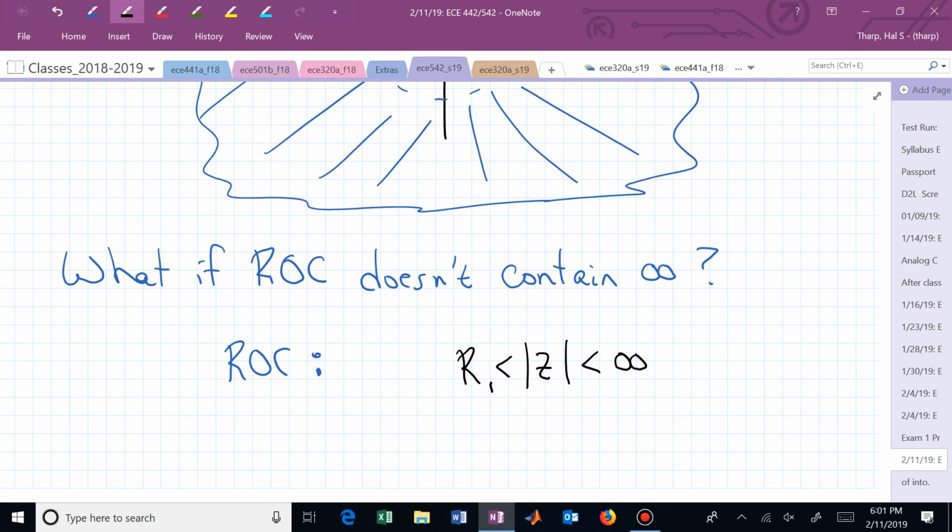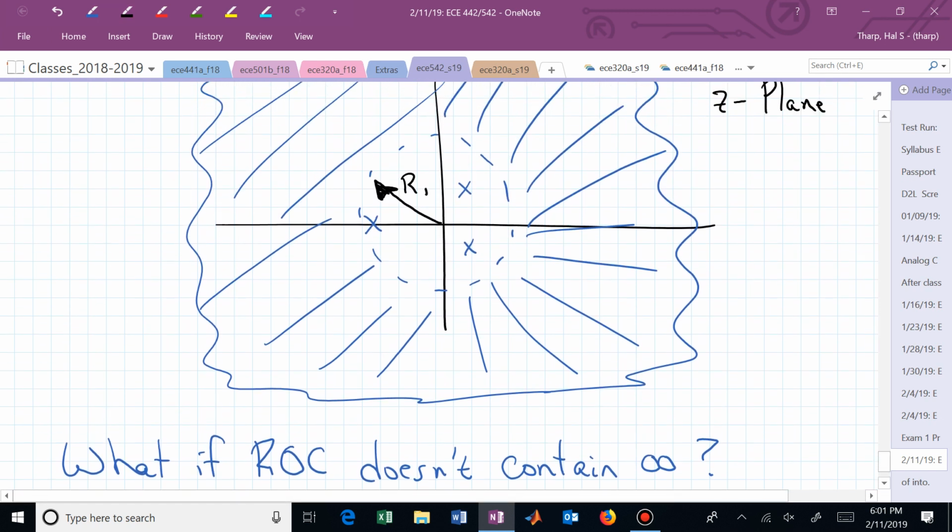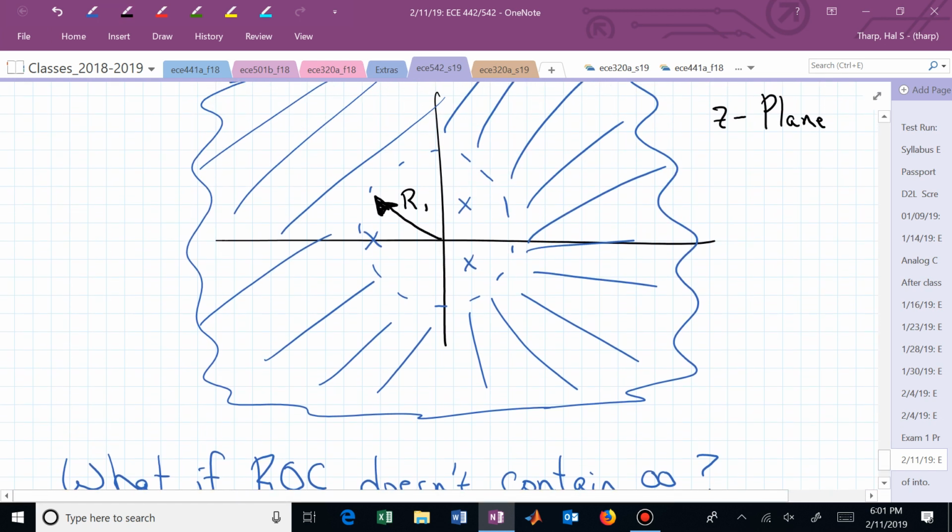Yes? How do we determine the boundary of the region of convergence? It's going to depend on our sequence. Right now we're sort of going the other way. We're saying here is a region of convergence. What does that imply to the sequence, the sequence of values little x of n?